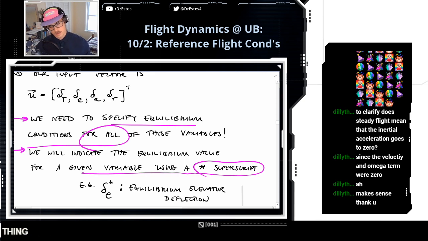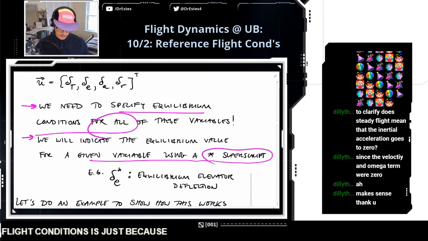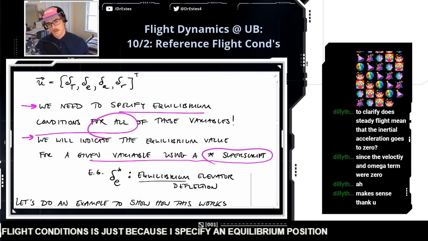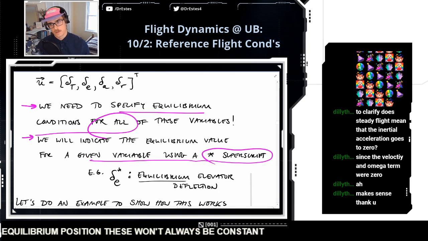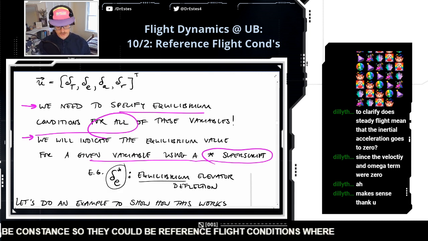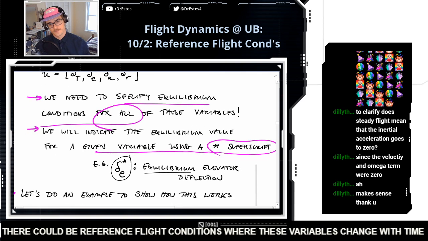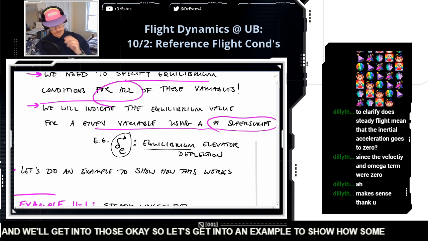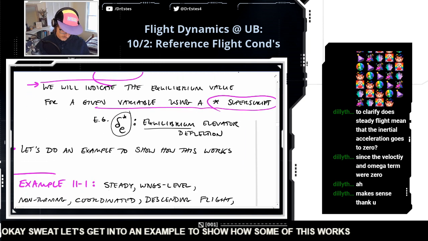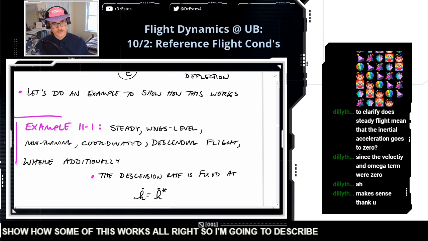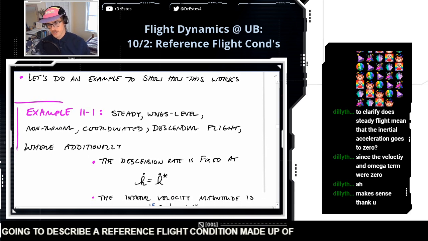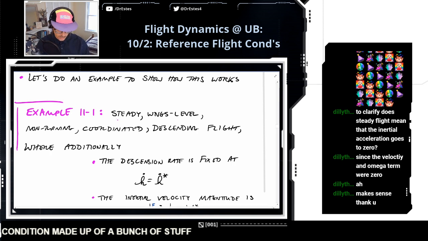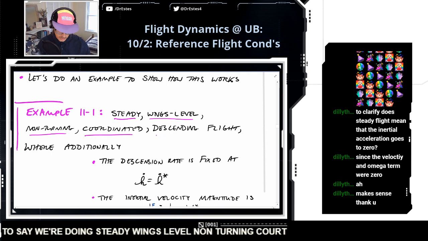Now, the interesting thing about these reference flight conditions is just because I specify an equilibrium position, these won't always be constants. So there could be reference flight conditions where these variables change with time, and we'll get into those. Okay, so let's get into an example to show how some of this works. All right, so I'm going to describe a reference flight condition made up of a bunch of stuff. I'm going to say we're doing steady, wings level, non-turning, coordinated, descending flight.